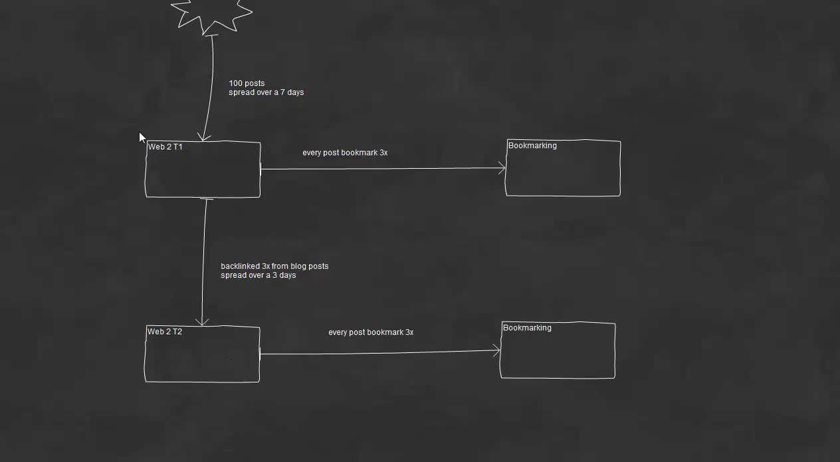Every blog post in the first tier will be backlinked 3 times from blog posts using very relevant content, spread over 3 days. And lastly, every post in the second tier will be bookmarked again 3 times. So we have the client side, tier 1 blog posting, tier 2 blog posting, bookmarking for tier 1 and bookmarking for tier 2.